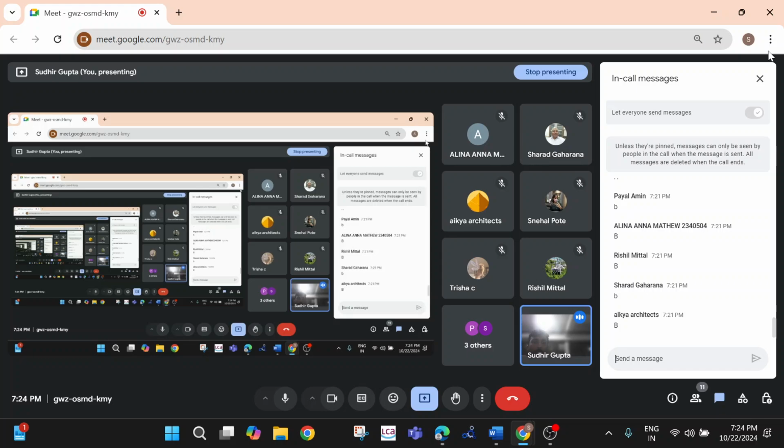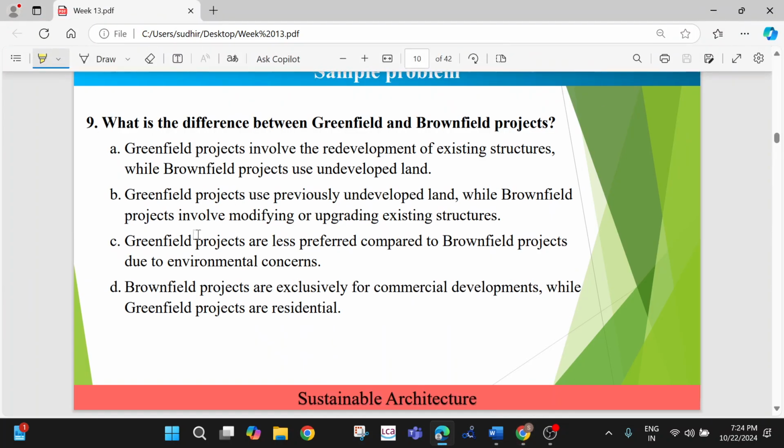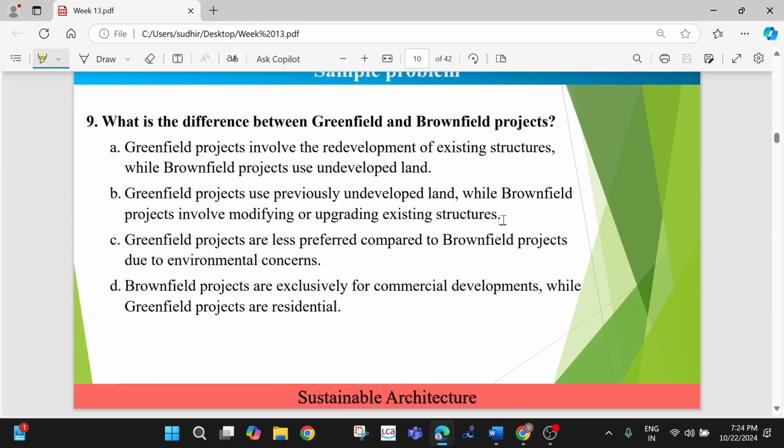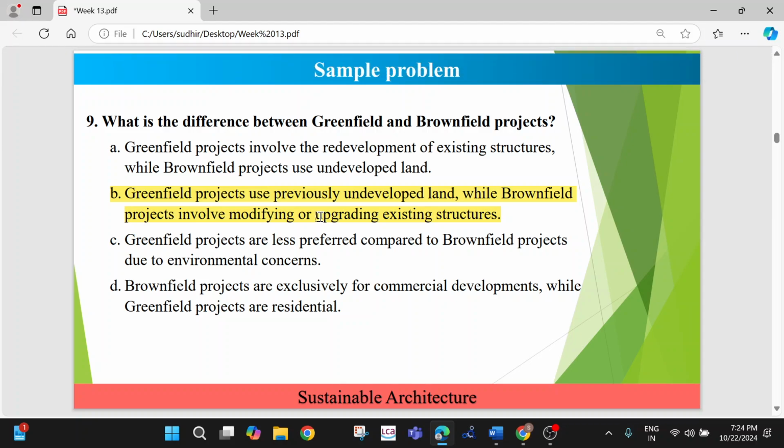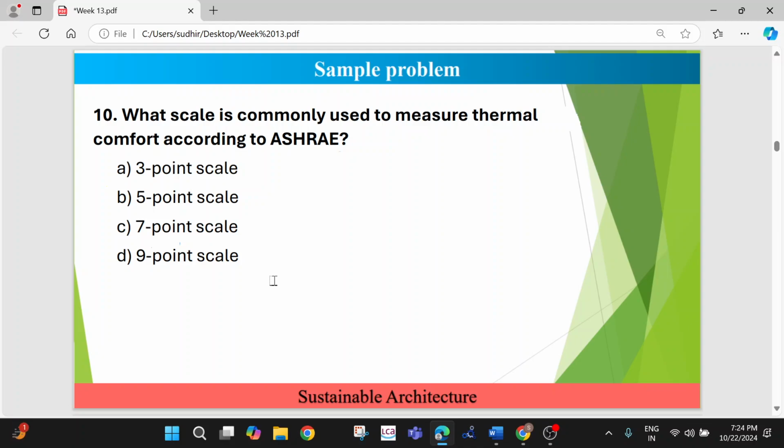Yeah. So all of you are answering this question as B, and B is the right answer for this question. All of you have understood it correctly, that greenfield projects usually use previously undeveloped land, while brownfield projects involve modifying or upgrading the existing structures. So B will be the right answer for this question, question number 9. Let's move to the next question, question number 10. So here is question number 10.